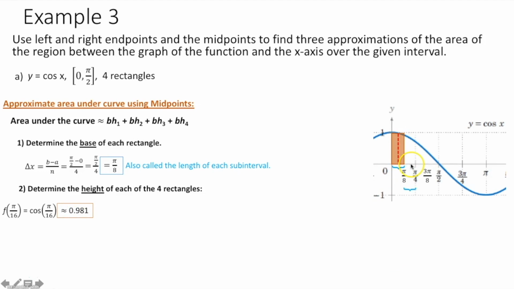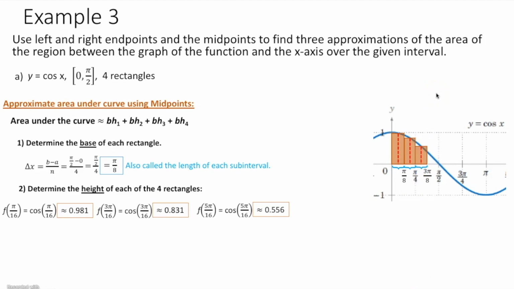The height of my second rectangle is based on the midpoint of that interval. So the midpoint between pi over 8 and pi over 4 is going to be 3 pi over 16. I plug that in my function up here, and cosine of 3 pi over 16 is 0.831. So that's going to be the height of my second rectangle. The third rectangle is going to have a base of pi over 8 and a height that is based on the midpoint of that interval between pi over 4 and 3 pi over 8, which is actually 5 pi over 16. I plug that in for cosine, and I end up getting approximately 0.556.